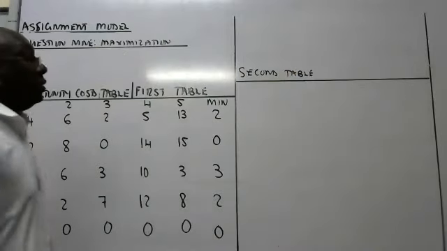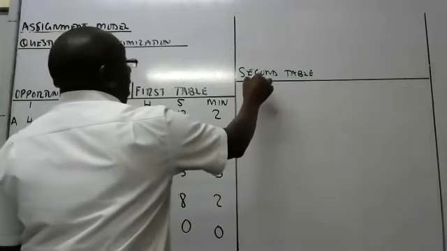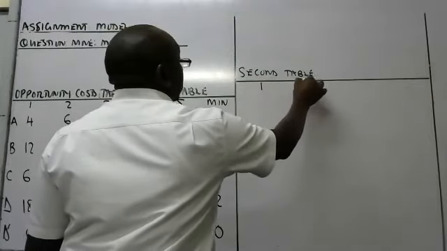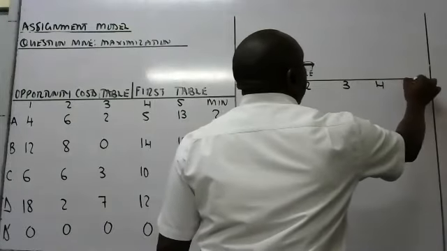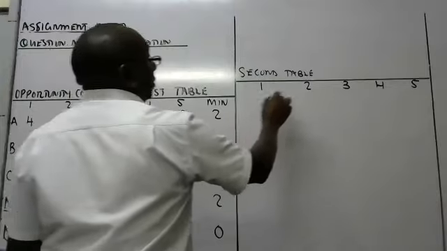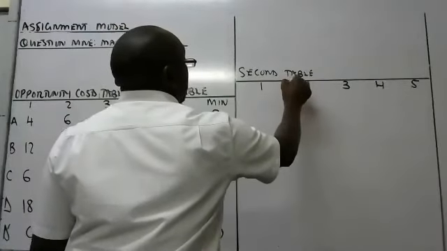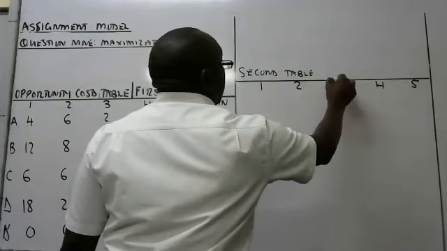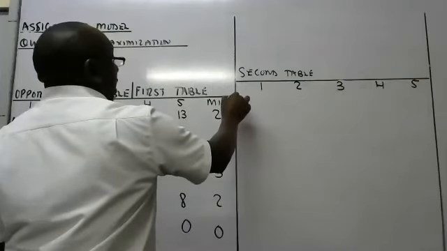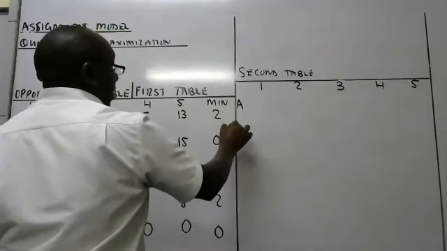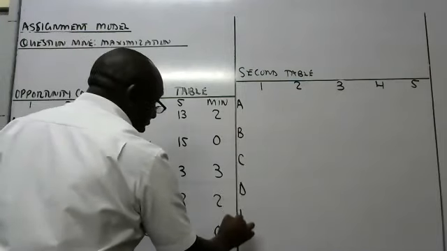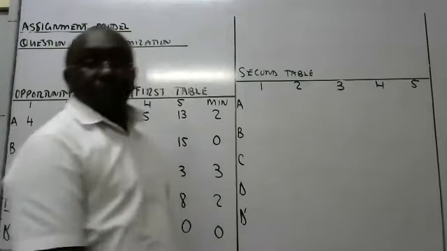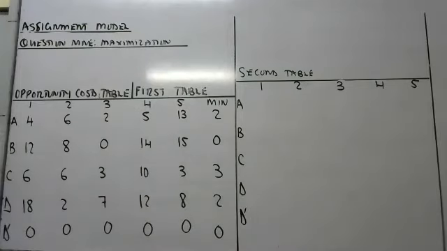Design the second table where I will have 1, 2, 3, 4, and 5. Then I have A, B, C, D, and dummy. So now we should move at a faster speed.